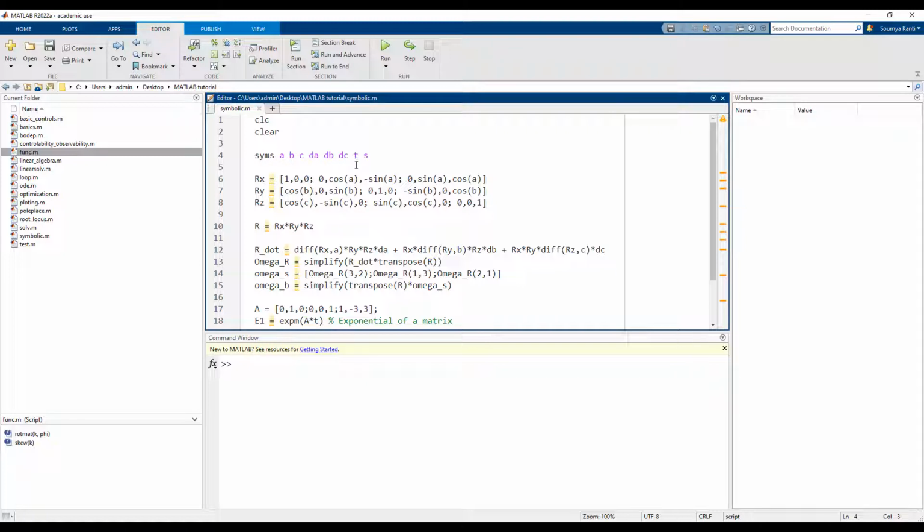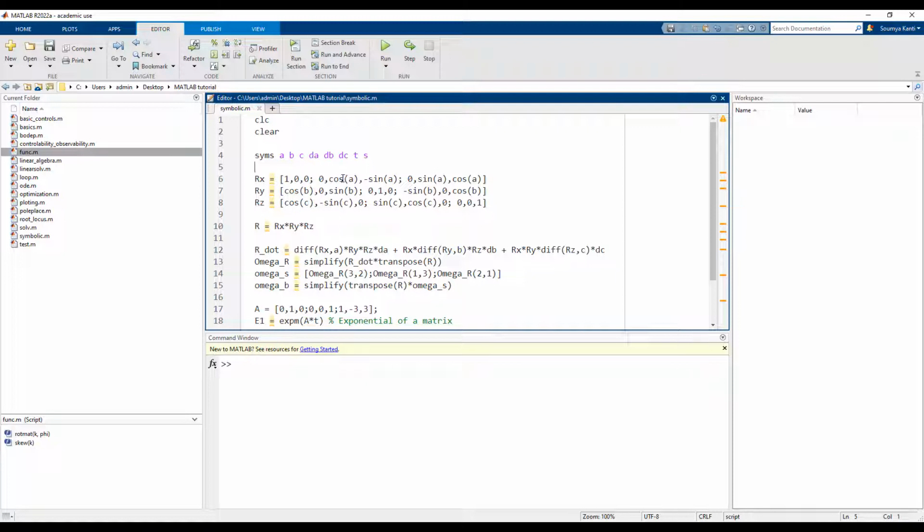Okay, so now suppose I want to find the angular velocity of an XYZ Euler rotation. So here I have written out the rotation matrix about x. Here I am rotating about x by a, then about y by b, and then about z by c.